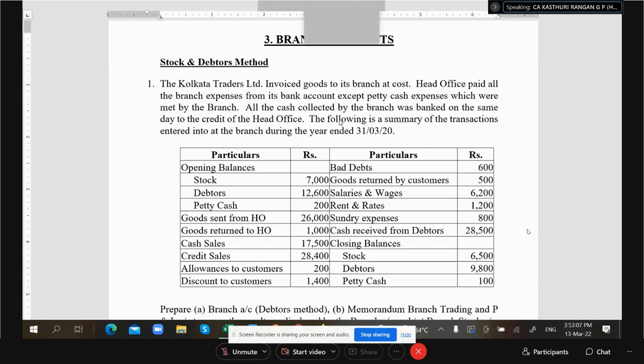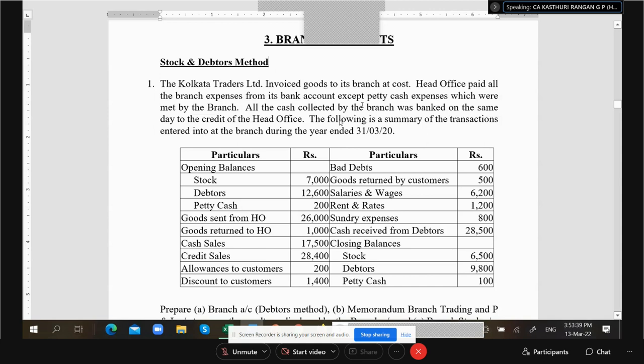Dependent branches, stock and debtors method, independent branches, right from reconciliation up to preparation of balance sheet. Then foreign branches, there you have to convert the foreign branch trial balance in terms of HO and so on, and then prepare. All that will be there. It's a slightly huge, big chapter. You can expect from 8 to 16 marks from this chapter.